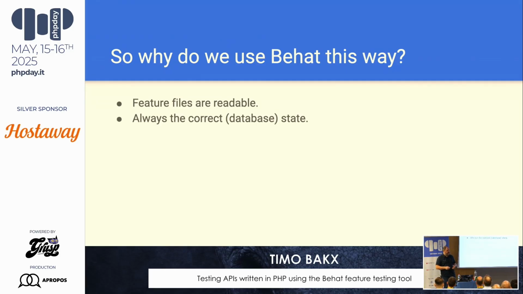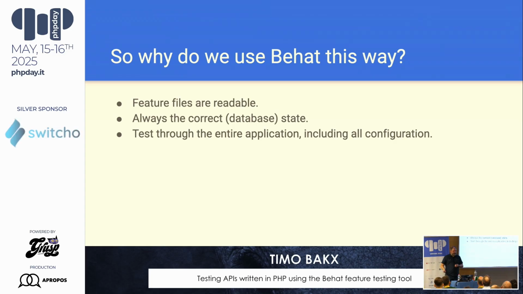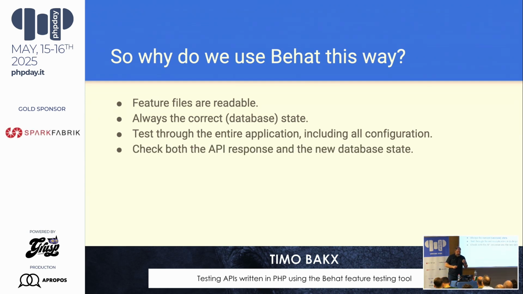You always have the correct database state, because one of the issues that we ran into in the beginning was manual testing, Postman, try to set up your database every single time, try to reset your database every single time. It takes a lot of time. You can test through your entire application, including all of the configuration. So you don't just test whatever goes into your handler, but you test the entire thing, including API Platform configuration, serialization configuration, and everything. And you check both the API response, so whatever is returned, and the actual database state afterwards.